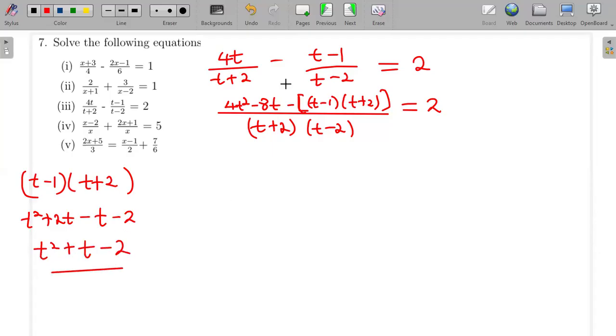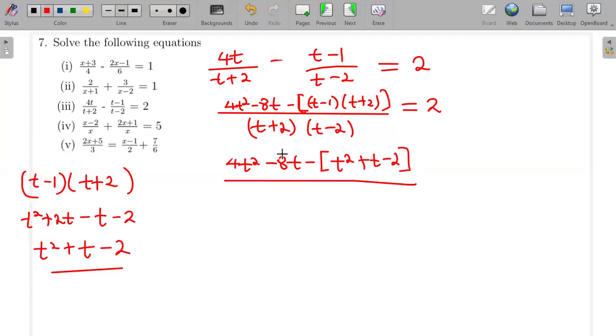So this is what I have. Okay, so that's what I'll write there. So it will be 4t squared minus 8t minus, and then in the brackets, I have t squared plus t minus 2, divided by. So now look at the denominator. That's just the difference of 2 squares. I can put this 2 over 1. So that's the difference of 2 squares.